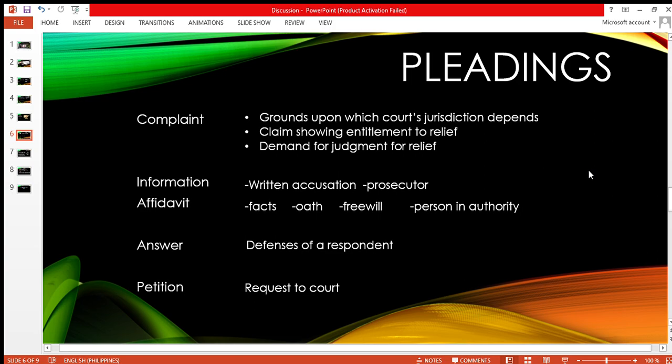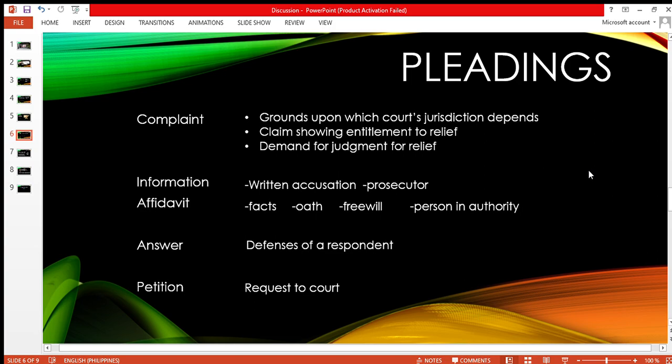Entitlement to relief. You have a claim. O, halimbawa, balik tayo kay Ana. So, nagreklamo si Ana. Sabihin na natin, in-acquire ng court yung jurisdiction. Okay. Palitan natin yung facts and case.